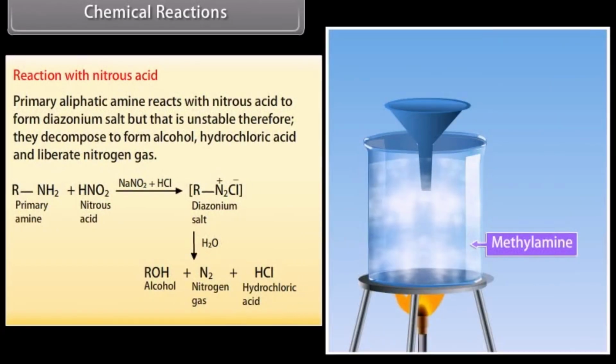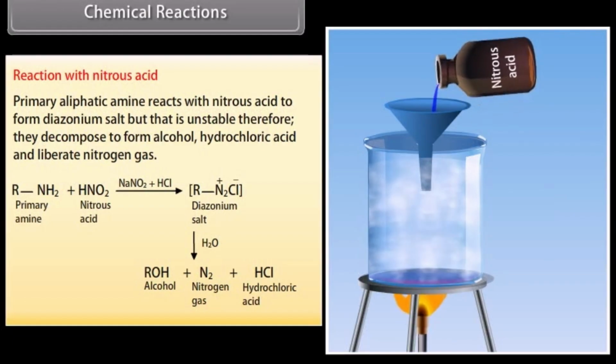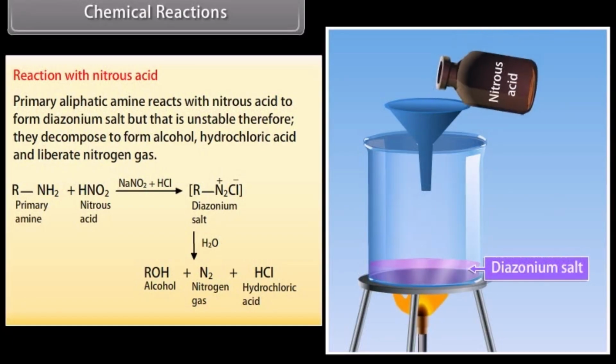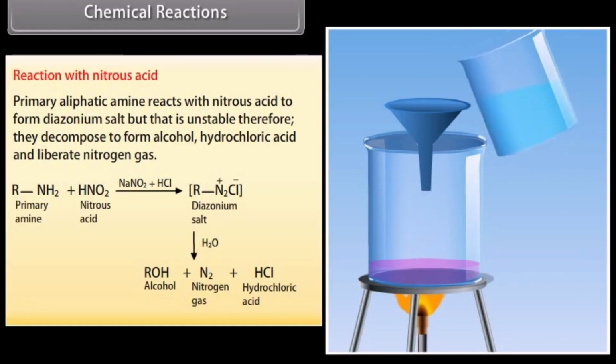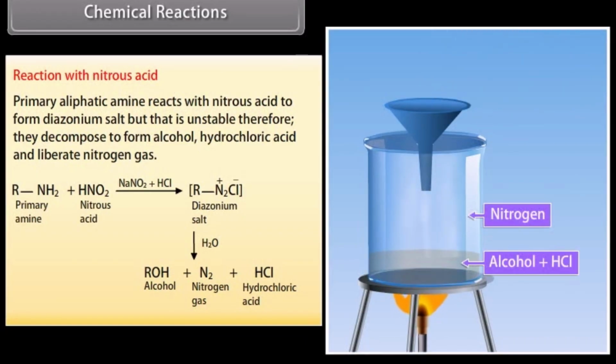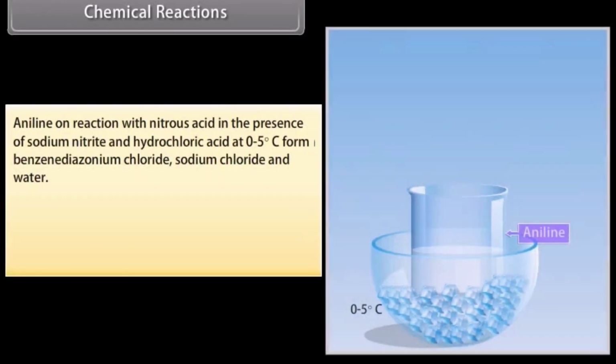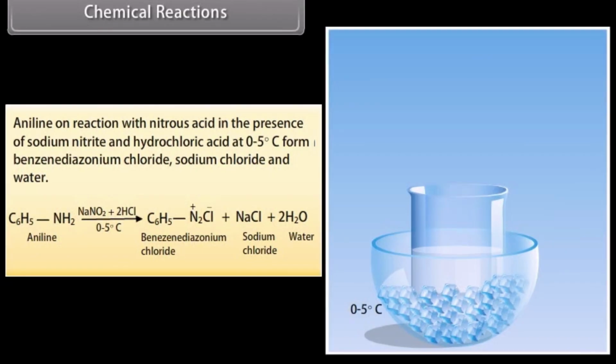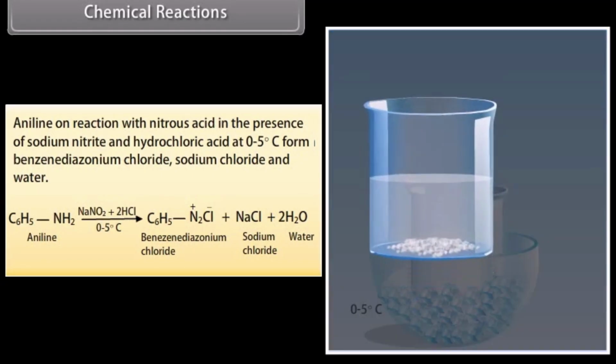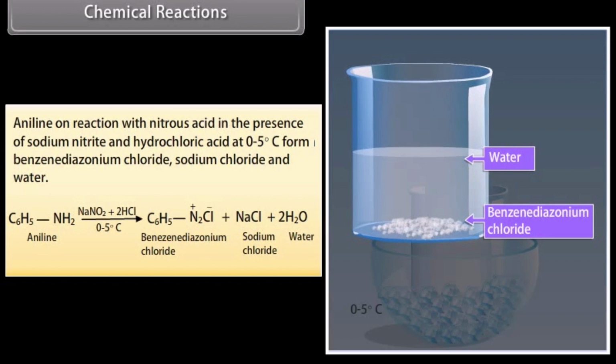Reaction with nitrous acid. Primary aliphatic amine reacts with nitrous acid to form a diazonium salt, but that is unstable. Therefore, it decomposes to form alcohol, hydrochloric acid, and liberates nitrogen gas. Aniline on reaction with nitrous acid, in the presence of sodium nitrite and hydrochloric acid at 0 to 5 degrees Celsius, forms benzene diazonium chloride, sodium chloride and water.